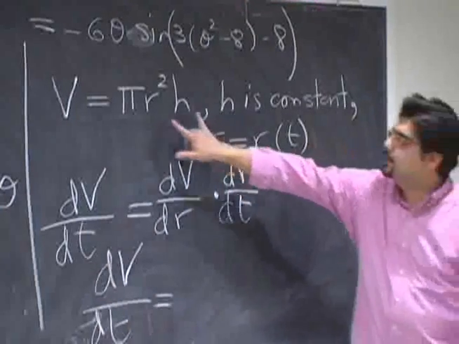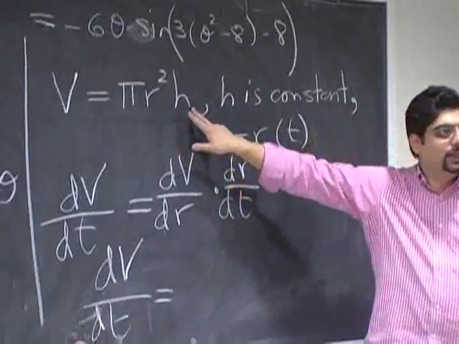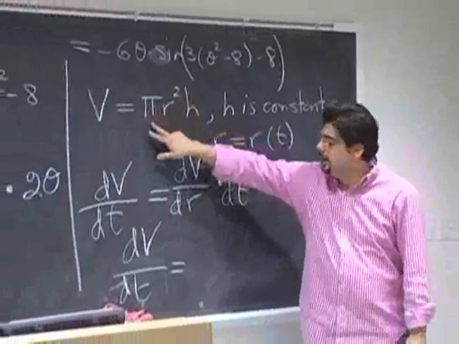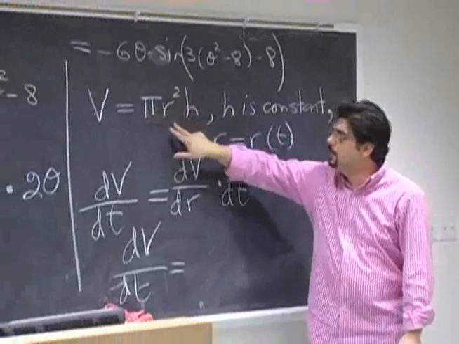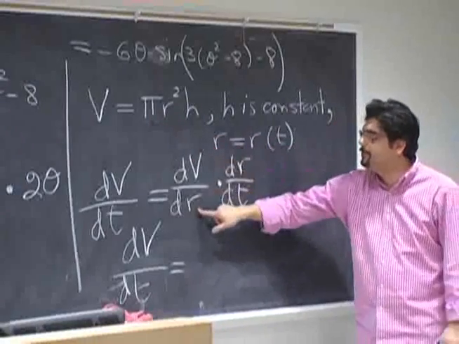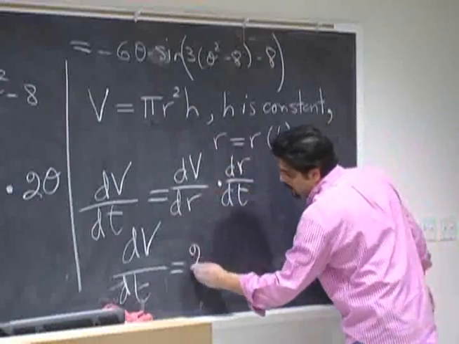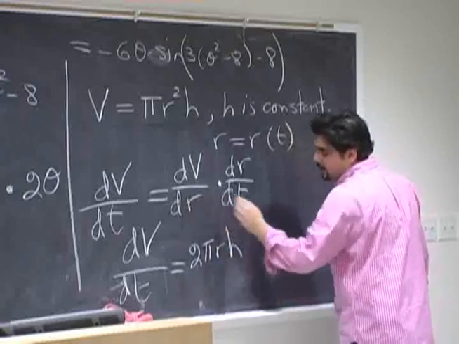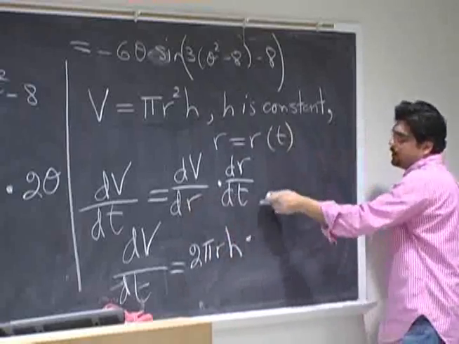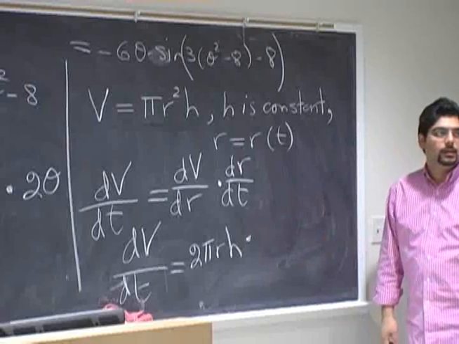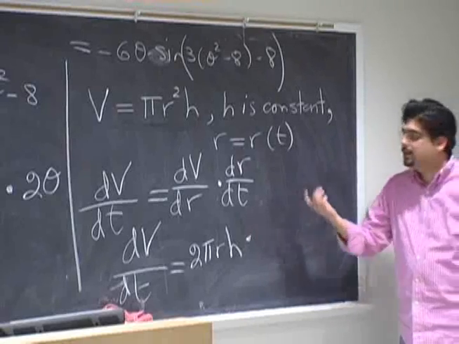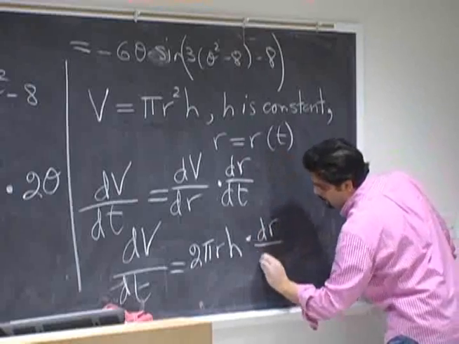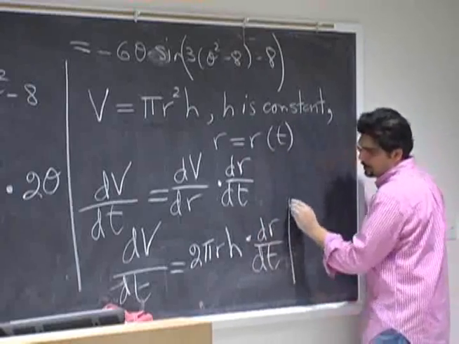dV/dr. Again, h is fixed, so treat it as a constant. Pi is a constant. And what's the derivative of V then with respect to r? 2 pi r h. That's dV/dr. Times, what's dr/dt? Well, I don't know, because I don't know what r of t is, so we just write dr/dt. And that's the answer.